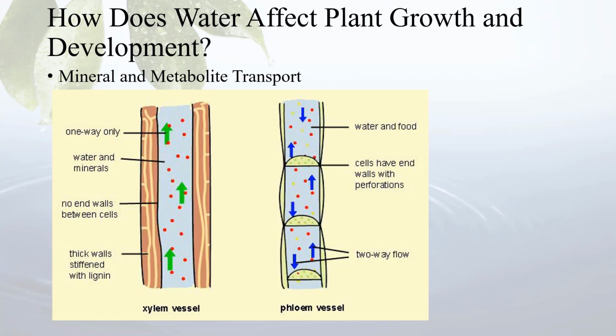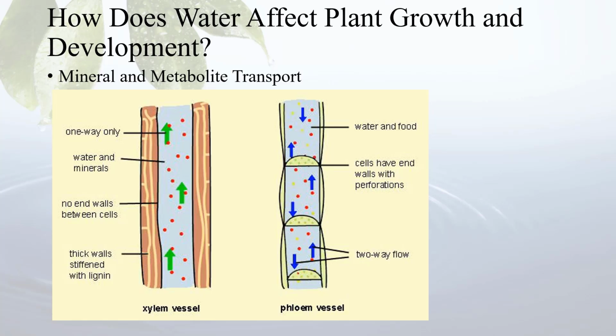So as I said, plant growth and development is also important for mineral and metabolite transport, right? And this is the vascular system of our plants. Remember, our xylem transports our water and our phloem transports our food, right? And now when I say xylem transports water, the xylem also transports minerals as well, right? So that should have been the caveat that I said in the beginning.